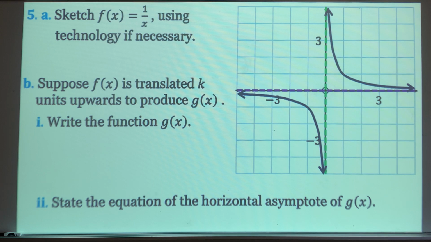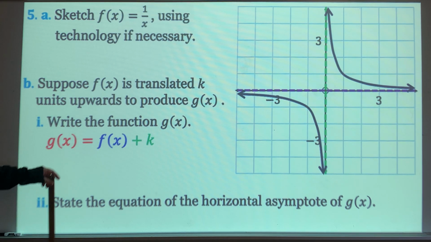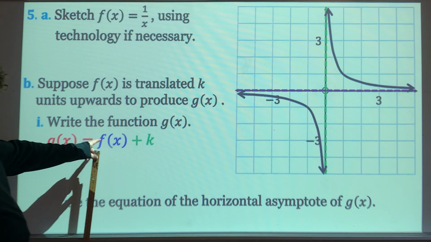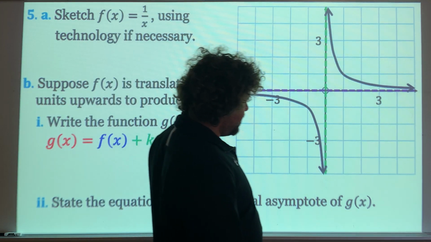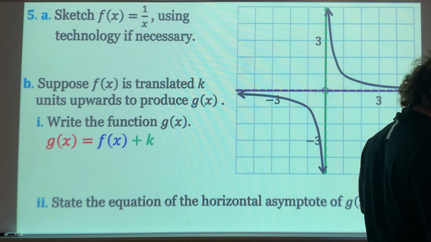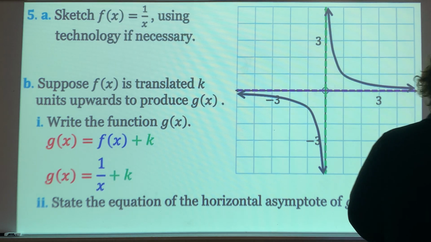So now what we're going to do is translate k upwards to produce g of x. Suppose f of x is translated k units upward to produce g of x. What do you think that function would be? Pretty simple. g of x would be f of x plus k. So what does f of x equal? 1 over x plus k. That's what the equation would be.